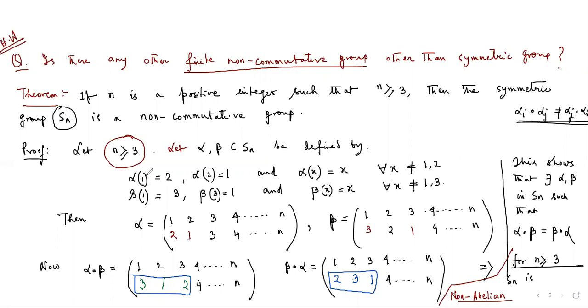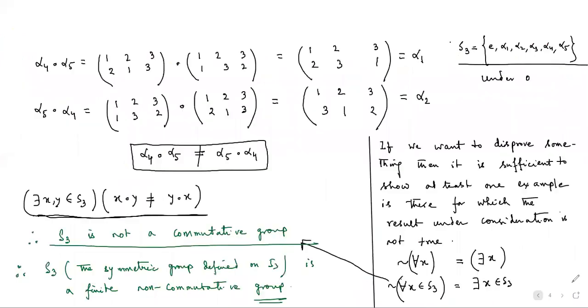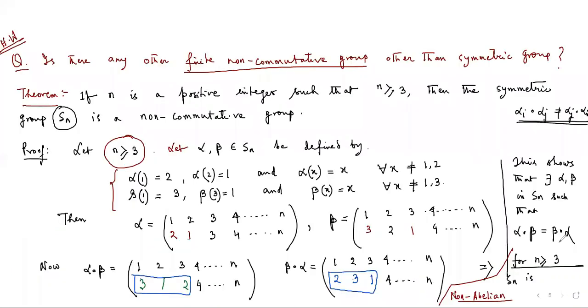If you ask me why am I setting this example, alpha takes 1 to 2 and 2 to 1 and beta takes 1 to 3 and 3 to 1, I can set any example, because as we already know, if you want to negate for all x, we have to find out there exists x. So if I can show even one such x which is not satisfying the required property, then my job is done. So therefore, I have set the example like this. This is the trick, you can say.